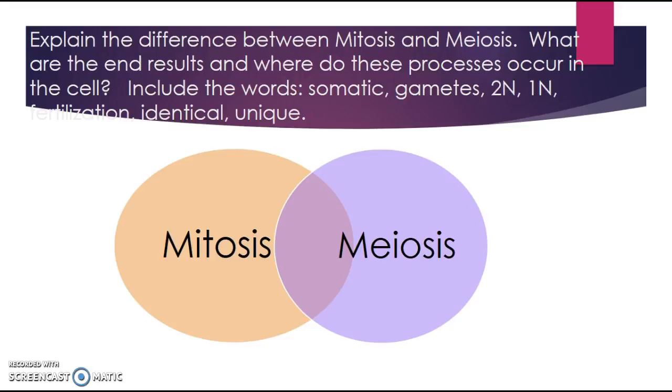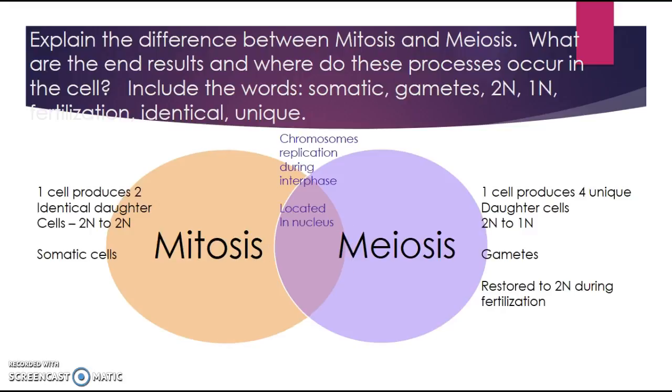What's the difference between meiosis and mitosis? Make sure you include the words somatic, gametes, 2N, 1N, fertilization, identical and unique. Here is what you should come up with.